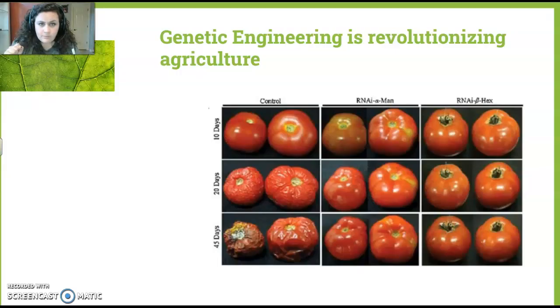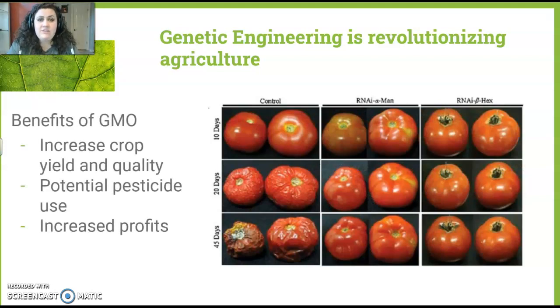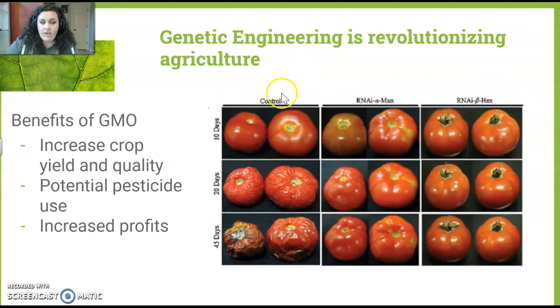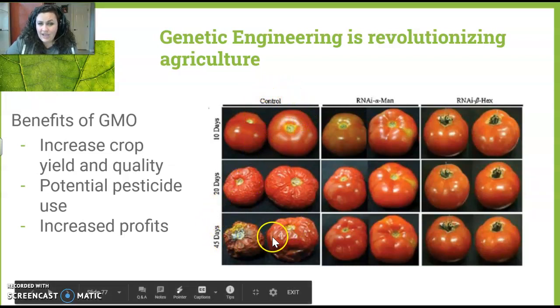So, moving on a little bit. GMOs, or genetically modified organisms, are really great for crop yields. Here I have a picture showing a control versus their GMO'd tomatoes, where your control started to decay after 20 days and after about 45 days was completely rotten. Your GMO'd tomatoes are not like that.